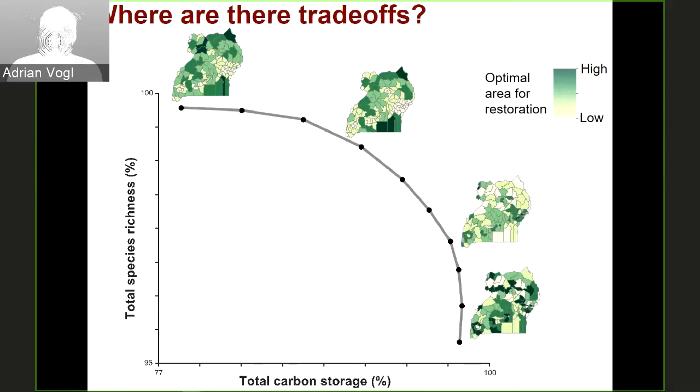On the x-axis, we have the total carbon storage, which is percent of maximum possible. And then on the y-axis, we have the species richness. Each point along this curve is a particular landscape, and you have examples shown here of 4 different landscapes.